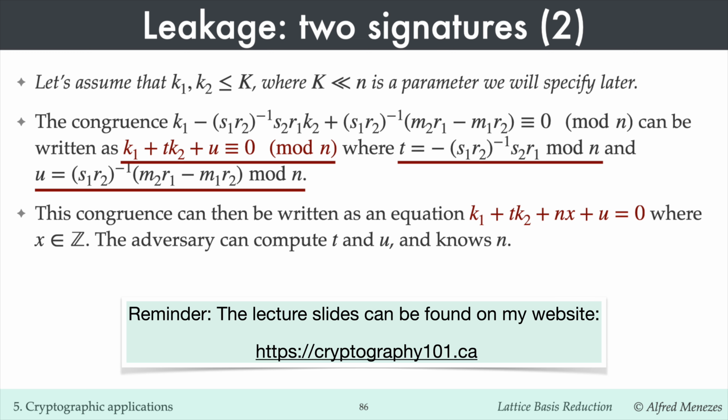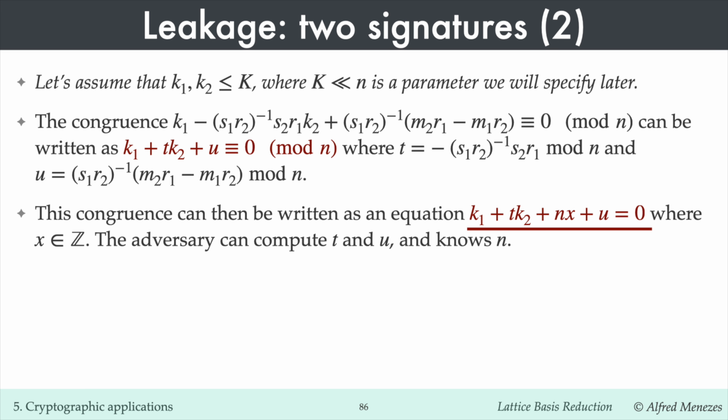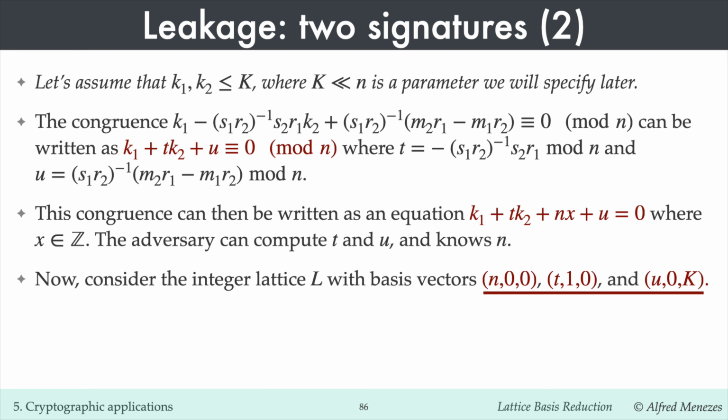This congruence can be written as an equation k1 plus t times k2 plus n times x plus u equals 0, where x is an integer. The adversary knows t, n, and u, but does not know k1, k2, and x. We're now ready to define the lattice that will let us find k1 and k2.